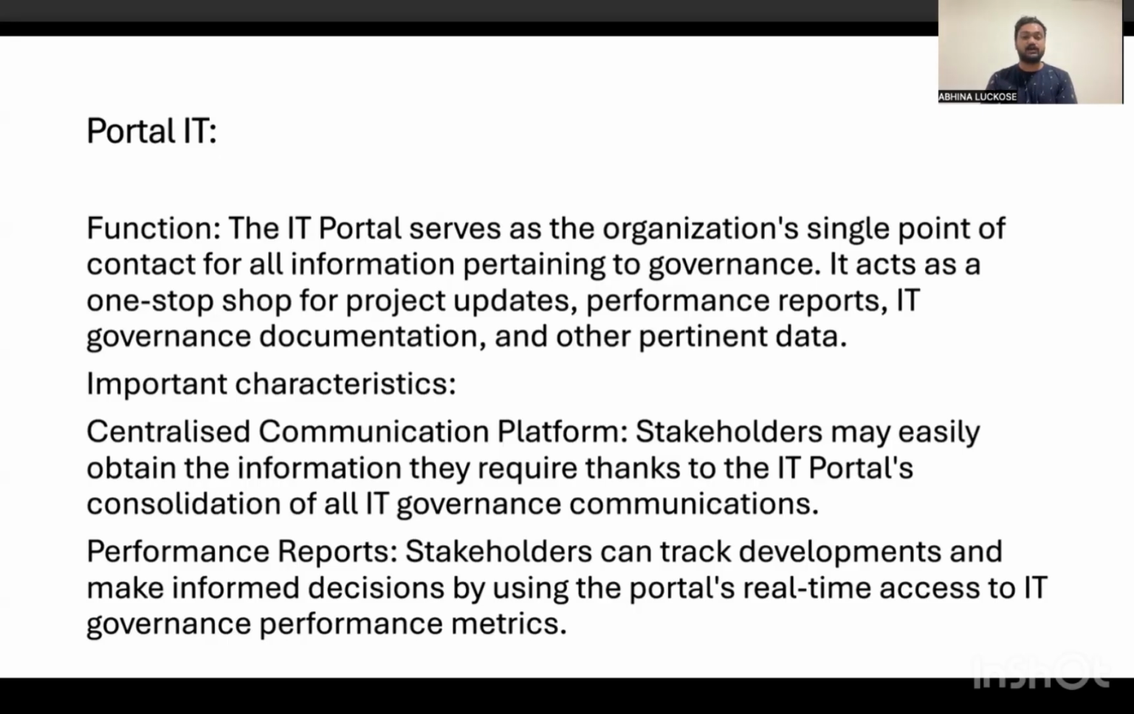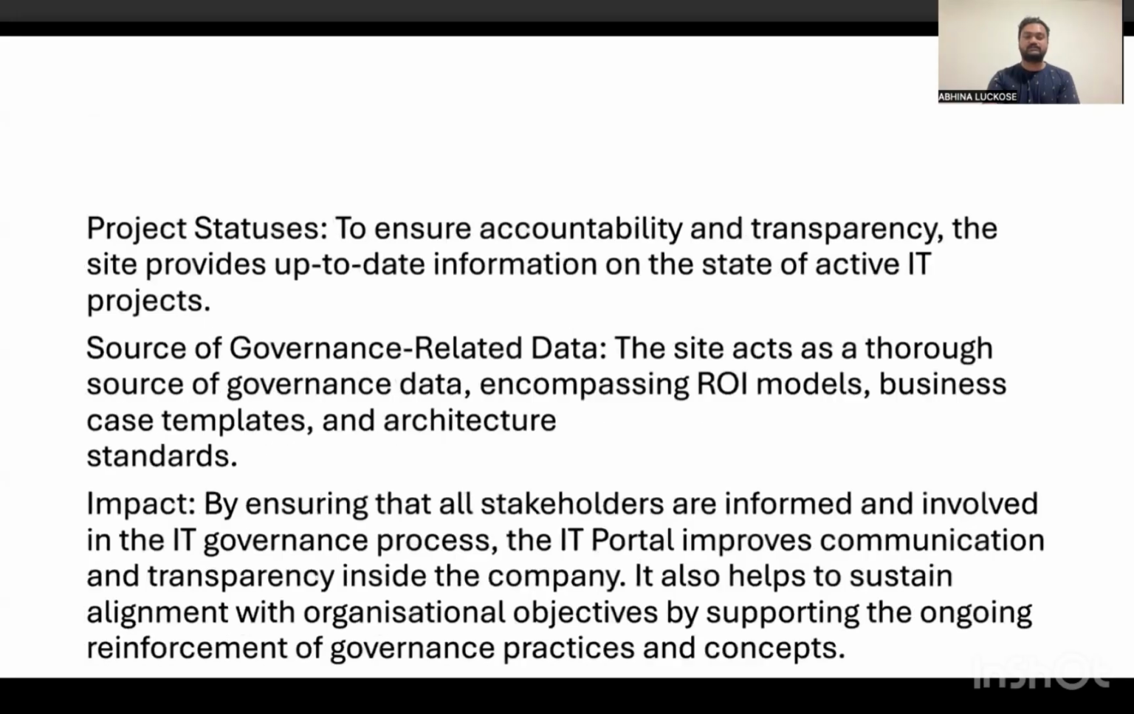The next characteristic is performance reports. Stakeholders can track developments and make informed decisions by using the portal's real-time access to IT governance and performance metrics. Project statistics: to ensure accountability and transparency, the site provides up-to-date information on the state of active IT projects. The source of governance-related data: the site acts as the source of governance data, encompassing ROI models, business case templates, or architecture standards.